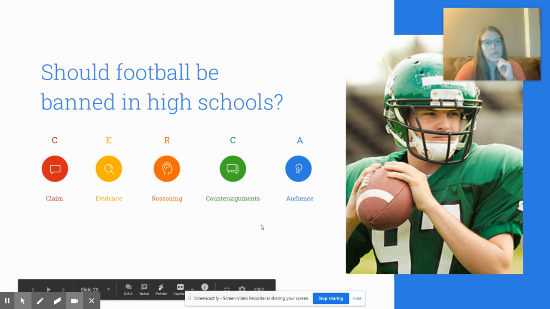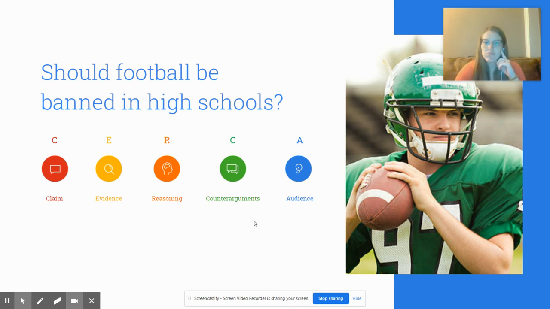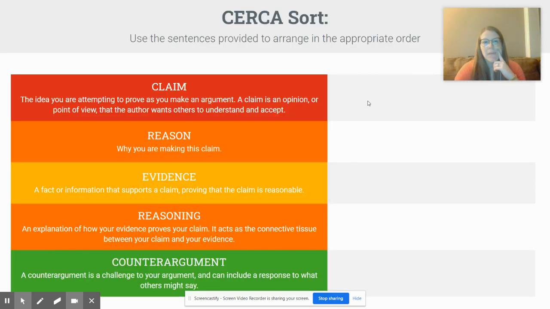Should football be banned in high schools? Everybody probably has an opinion, but we're not just trying to get your opinion, right? This breaks down the different parts and what they really are. The claim is the idea you're attempting to prove as you make an argument. So it's an opinion. Then you have your reason why you're making that claim, why you think that. Then you have evidence, a fact or some information that supports the claim.